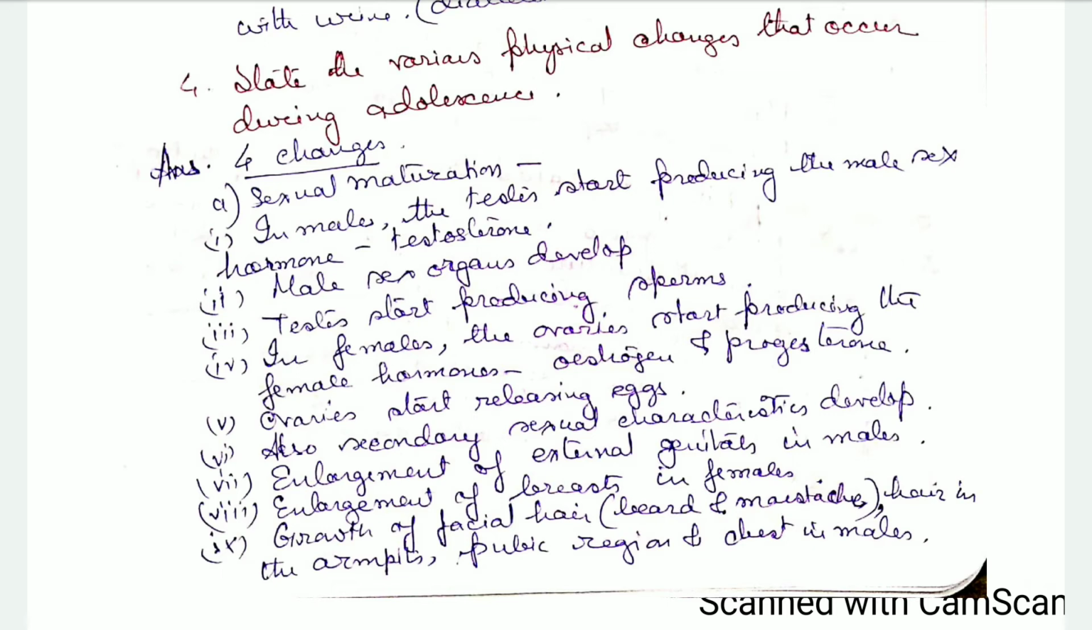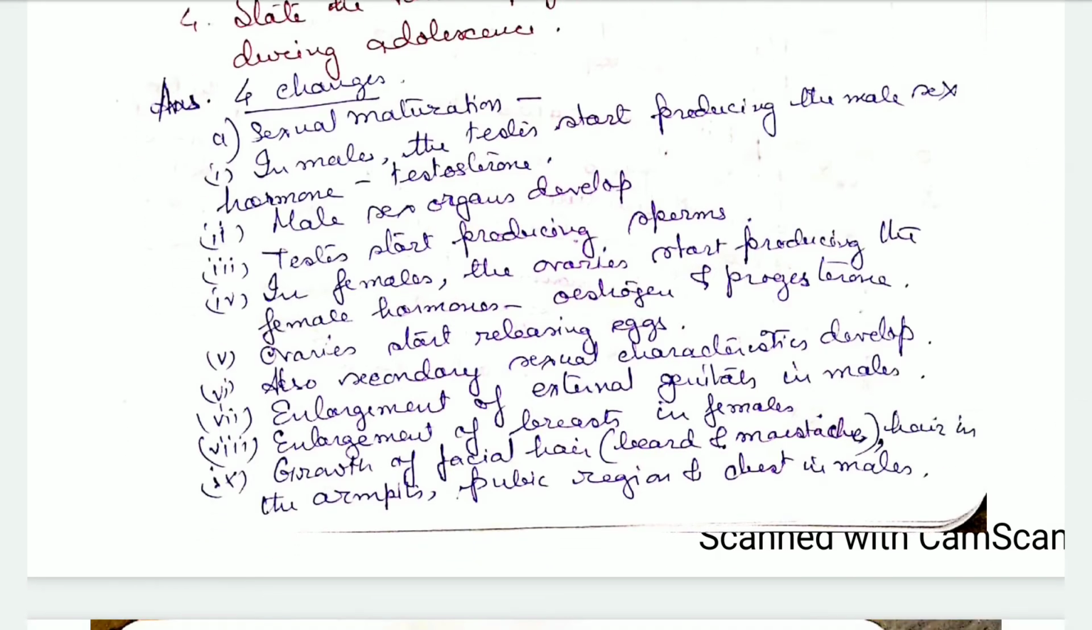In males, the testis starts producing the male sex hormone, testosterone. Male sex organs develop. The testis starts producing sperms. In females, the ovary starts producing the female hormones estrogen and progesterone. Ovaries start releasing eggs. Also, secondary sexual characters develop in both males and females. For example, in males there is enlargement of external genitalia, and enlargement of breasts in females. Then there is facial hair growth in males, like beard and mustache, and hair in the armpit, pubic region, and chest.